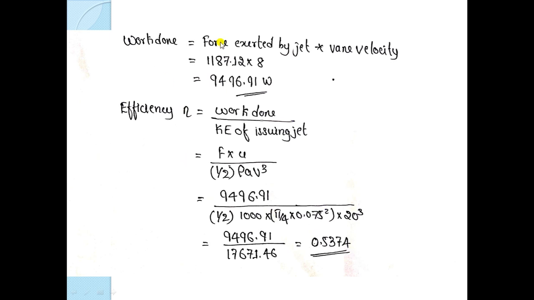Now work done. Work done is given by the product of the force exerted by the jet into the vane velocity. If you substitute the values of force exerted and vane velocity, we will get the work done as 9496.91 watts or Newton meter per second. Efficiency: in the same way, if we calculate efficiency, which is the ratio of work done to the kinetic energy of the issuing jet, we get the efficiency as 53.74%.